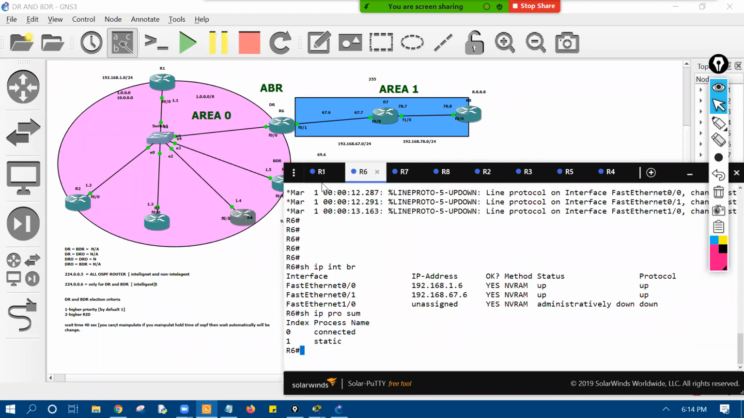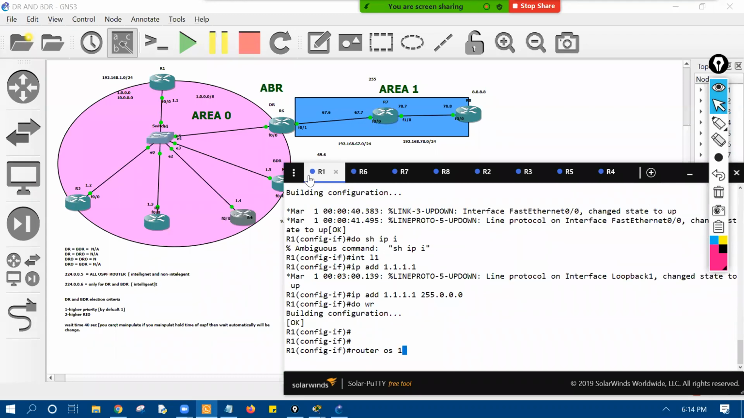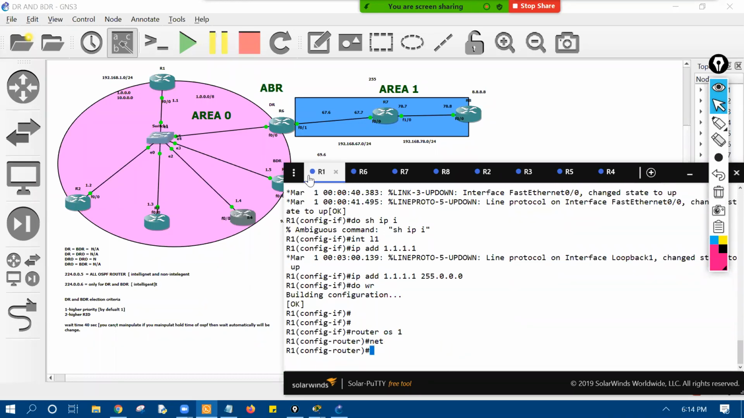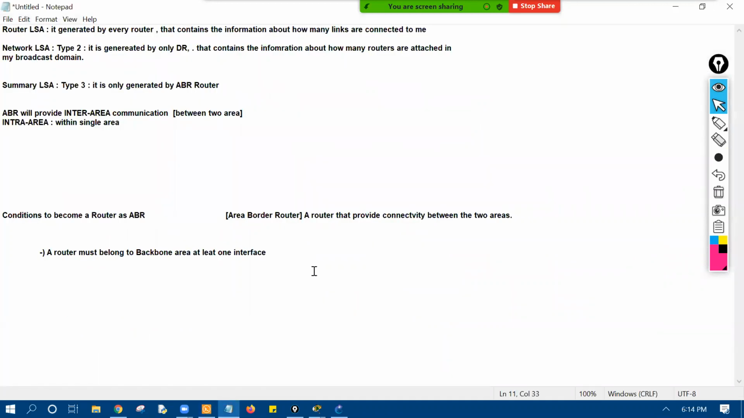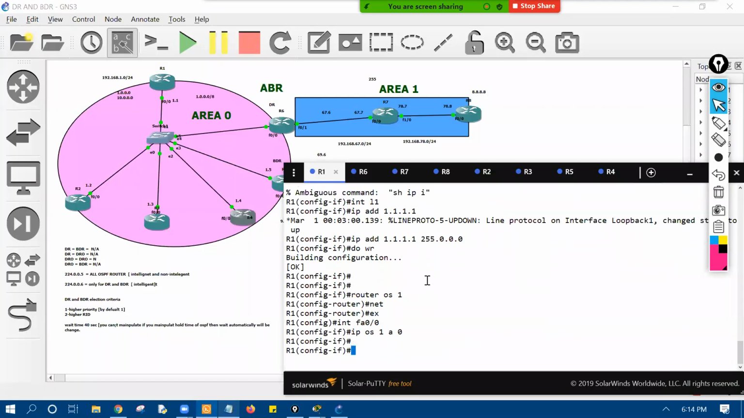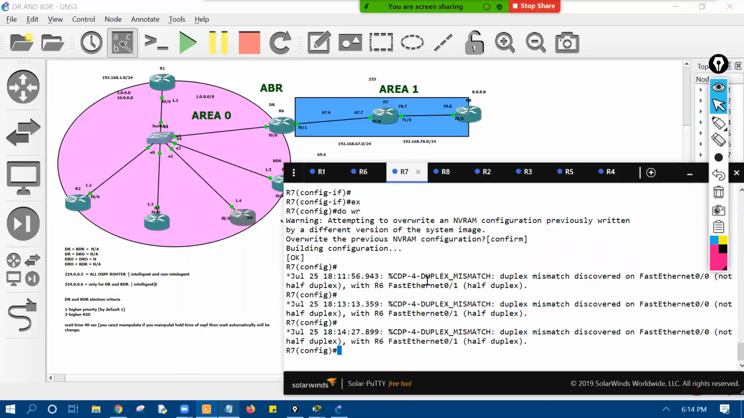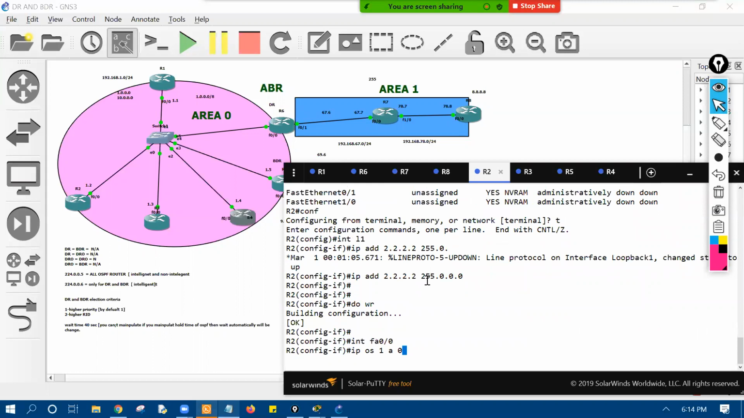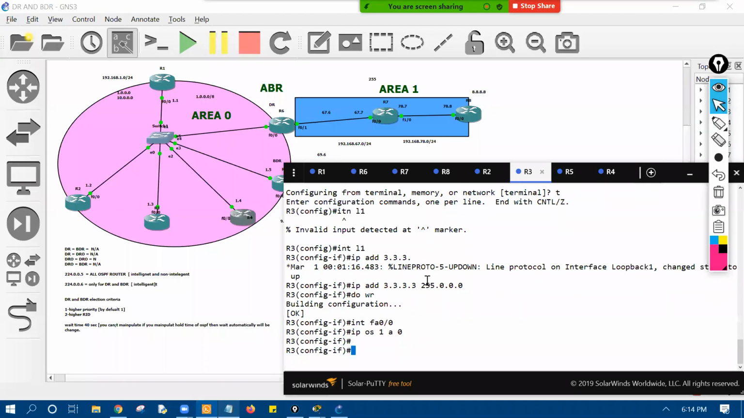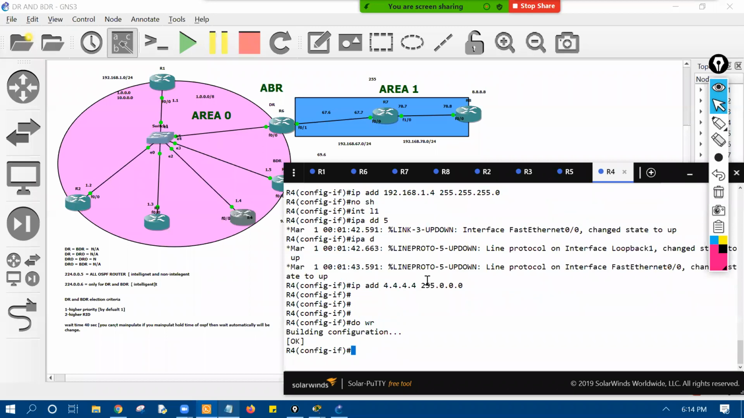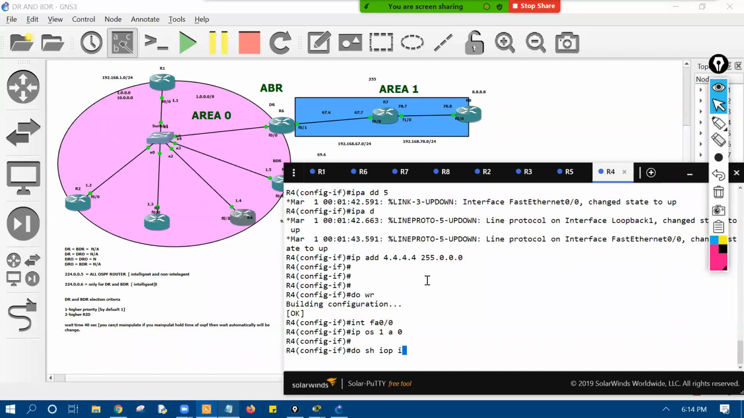We configure OSPF for R1. Okay, I need to configure interface 0/0, right? That's it. So interface 0/0, IP OSPF on area 0. Only this command I need to configure. Copy and paste it. Not this one, not this one. This one, R5, this one. Do show IP OSPF interface 0/0.